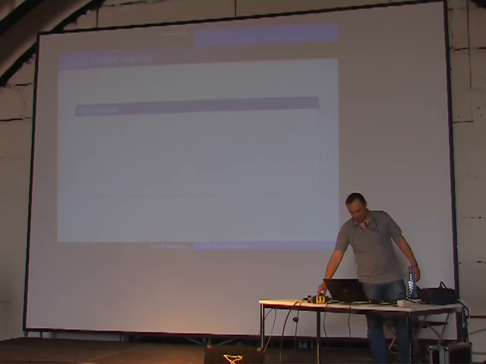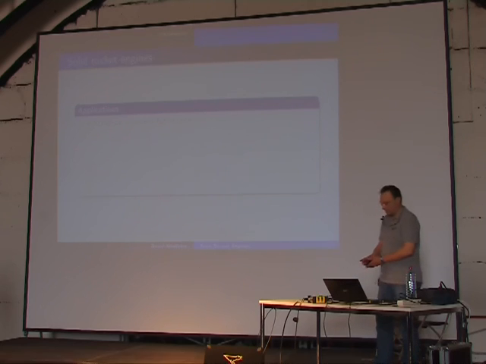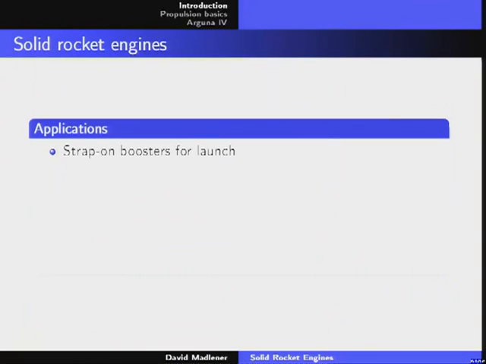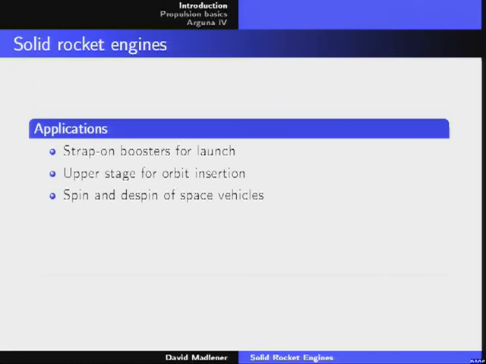So, solid rocket engines. There are different applications. They can be used as strap-on boosters for launch, as everybody knows from the space shuttle, but there are a lot of rockets using it, the Ariane, Delta, and so on. They may be used as upper stage for orbit insertion. Sometimes they're used to spin and de-spin space vehicles, sometimes before orbit insertion, so the burn is more stable.